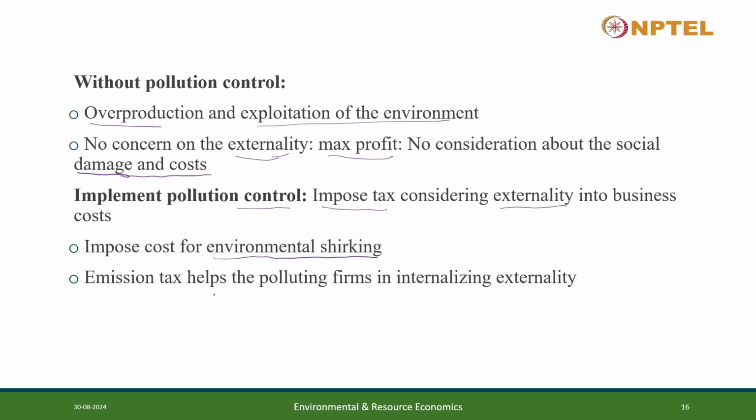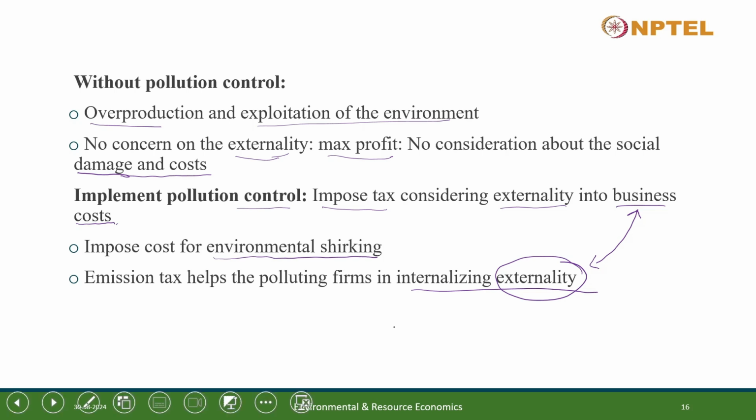Next, emission tax also helps the polluting firm in internalizing the externality. So by consideration of the externality, the cost of the firm is adjusted. So the business cost includes the cost of externality also. So I hope this is clear. Any question, then you can ask in between.